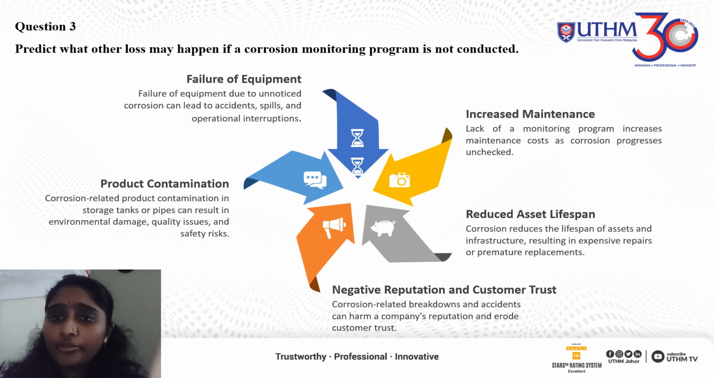Number 3. Increased maintenance. Lack of a monitoring program increases maintenance costs as corrosion progresses unchecked. Number 4. Reduced asset lifespan. Corrosion reduces the lifespan of assets and infrastructure, resulting in expensive repairs or premature replacements. Number 5. Negative reputation and customer trust. Corrosion-related breakdowns and accidents can harm a company's reputation and erode customer trust.